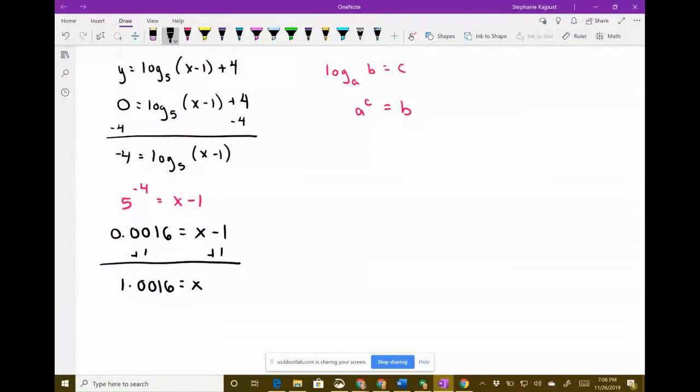Now on the assignment, it's base 10. So instead of doing 5 to the power, you would have 10 to the power. But then all the work and all the steps from there are going to be very similar.